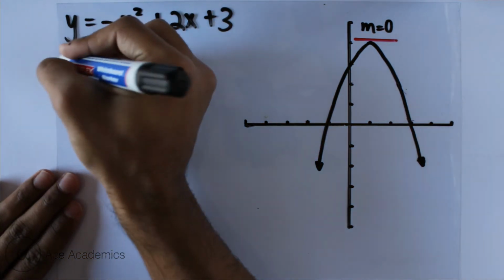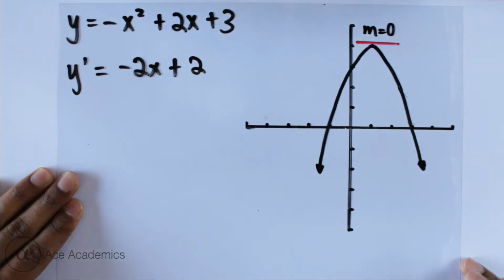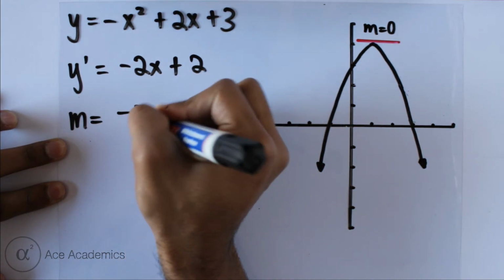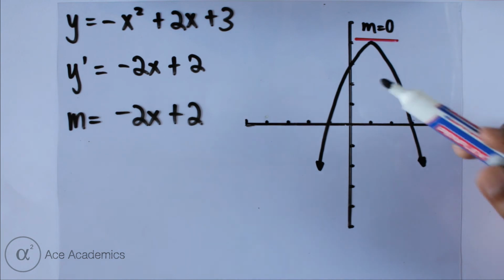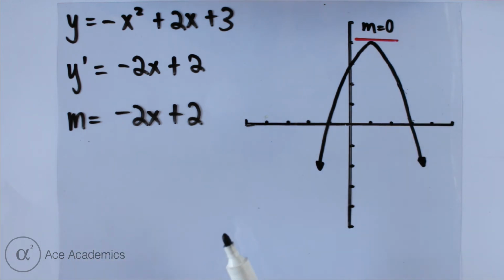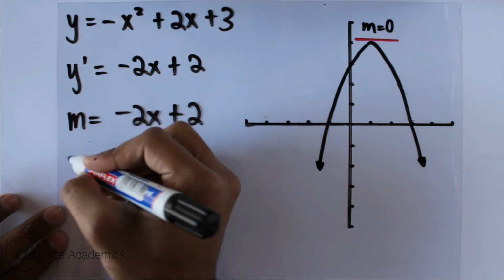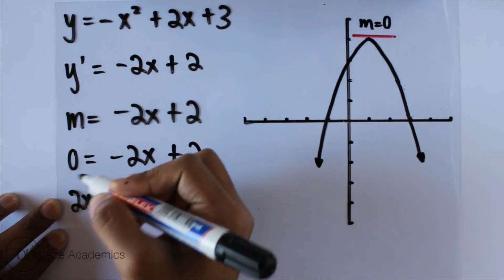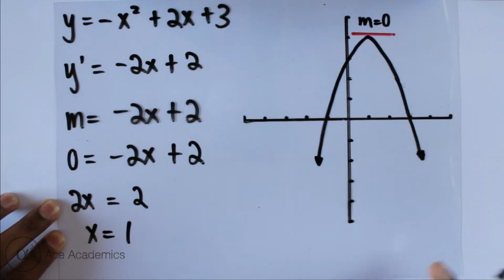Let's do that. So the derivative of the above equation, like we've done before, is y prime equals minus 2x plus 2. Now we said that the derivative is the same thing as the gradient. And we said that the gradient of the graph at the turning point is 0. So if we substitute 0 for m, and if we solve for x, surely we get the x coordinate of the turning point. Now let's do that. Taking minus 2x to the other side, it becomes positive. And we're left with x equals 1.